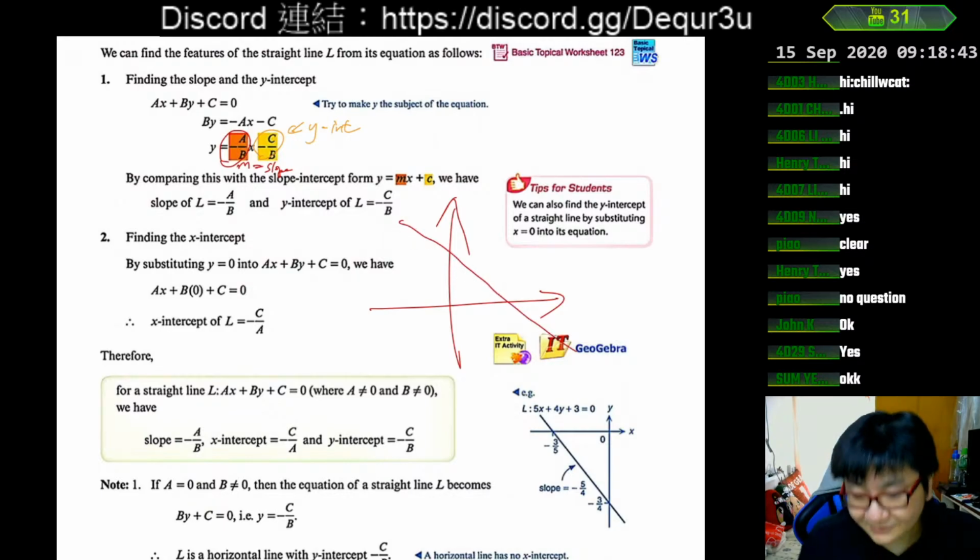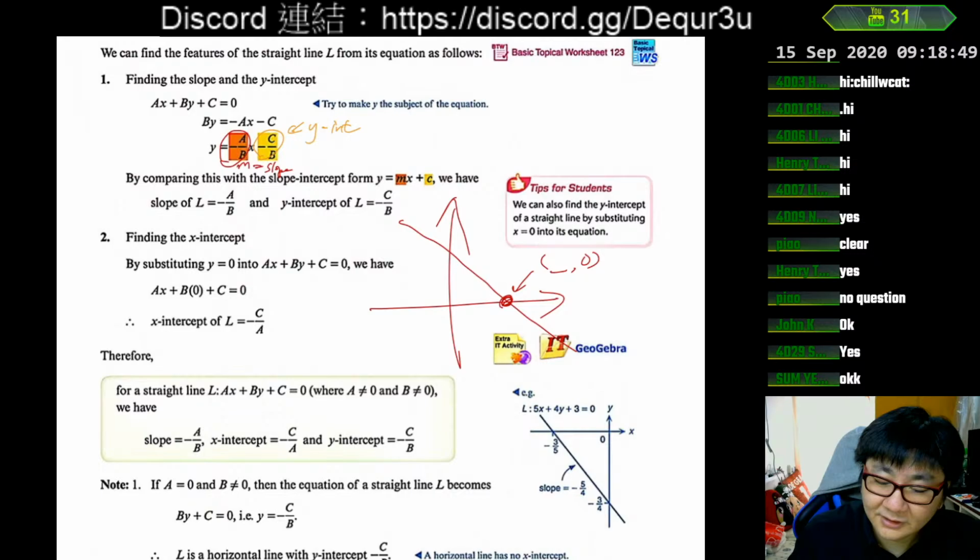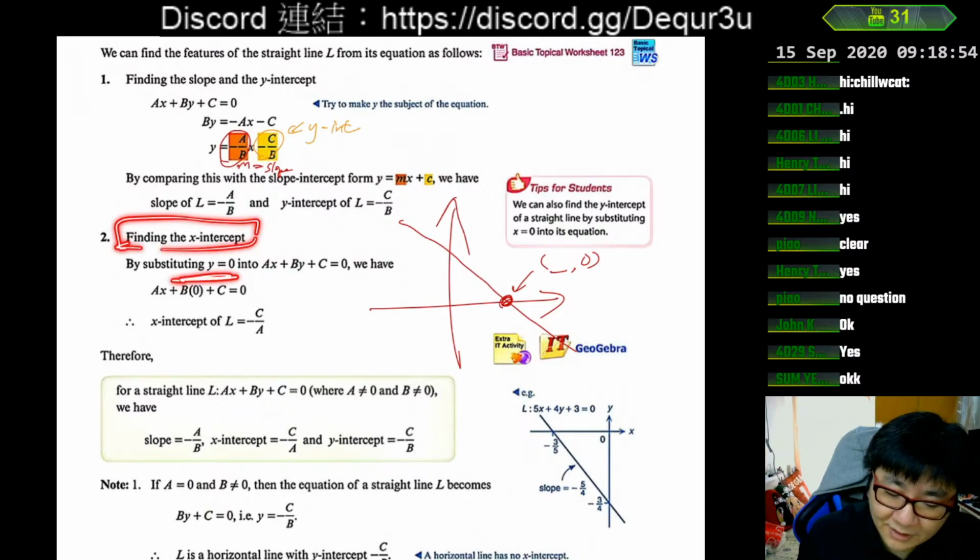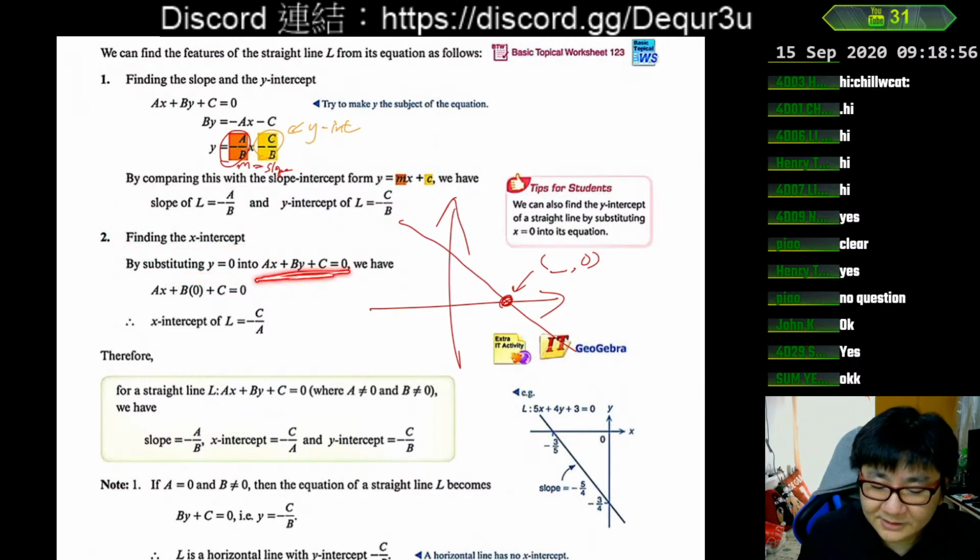This is the straight line, and then we want to find the x-intercept. That means this position. Then this position will surely have a y coordinate 0. Therefore, if we are to find the x-intercept, we put y to be 0. Put y to be 0 in this equation, therefore this term will go away because it is the y term. So what we have is ax plus c equal to 0.